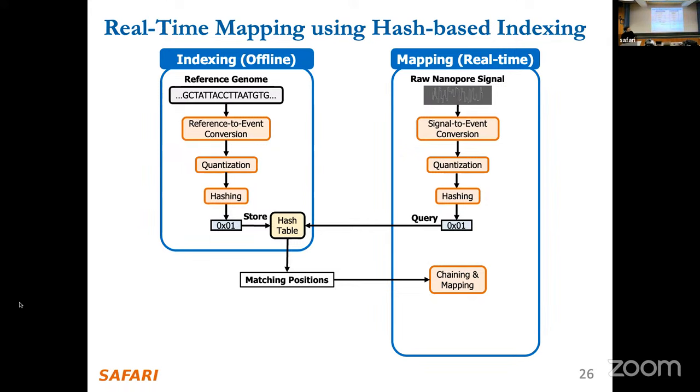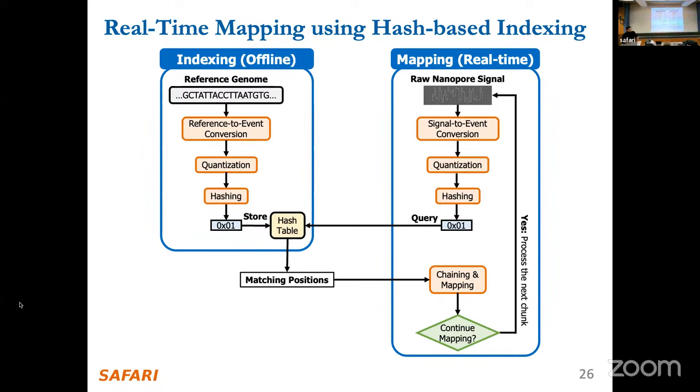And then further, we do some sensitive calculation, which is chaining, essentially a dynamic programming based calculation, to identify the real, the similar regions. And then we do these operations continuously as the raw signals are generated in real time. We continuously decide whether we should continue mapping the signal or not. So if we should continue, we process the next chunk of data, do all these steps again, and then make the decision again.